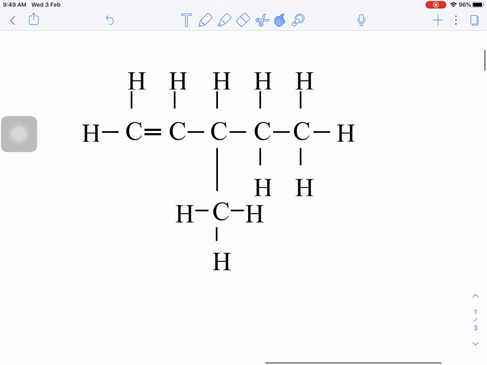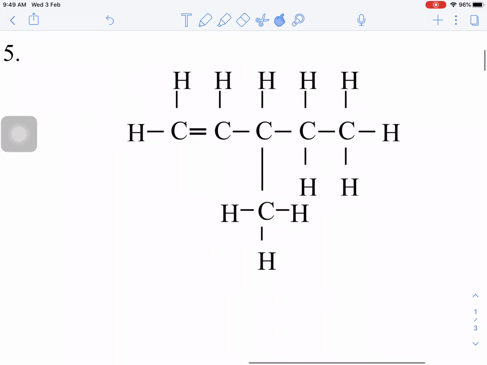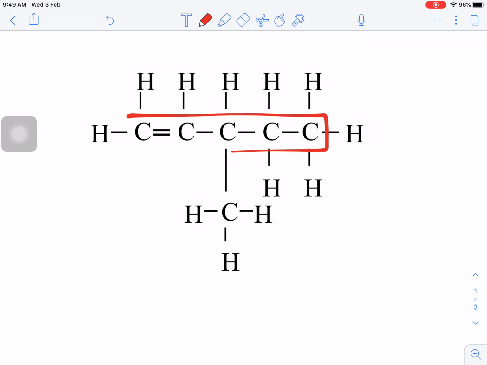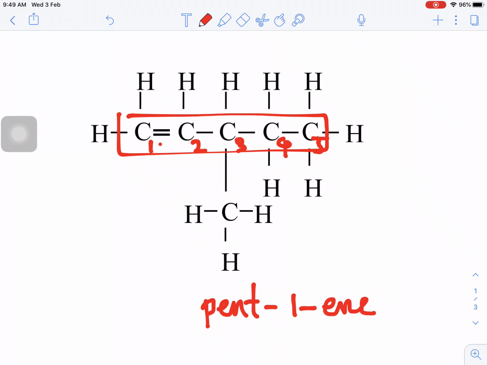Okay. Now, this one. Find the longest chain that contains the carbon-carbon double bond. So we have here carbon 1, carbon 2, carbon 3, carbon 4, and carbon 5. We have the carbon-carbon double bond at carbon 1. So the name is pent-1-ene. Then we have a methyl at carbon 3. So the name is 3-methylpent-1-ene.